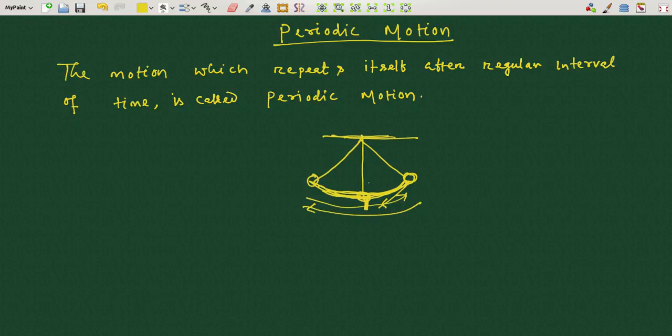Our watch here, minute hand, hour hand, second hand, all are moving in a circular path, but their motion is also periodic because after a fixed interval they complete their motion. That's why it is also one of the examples of periodic motion.